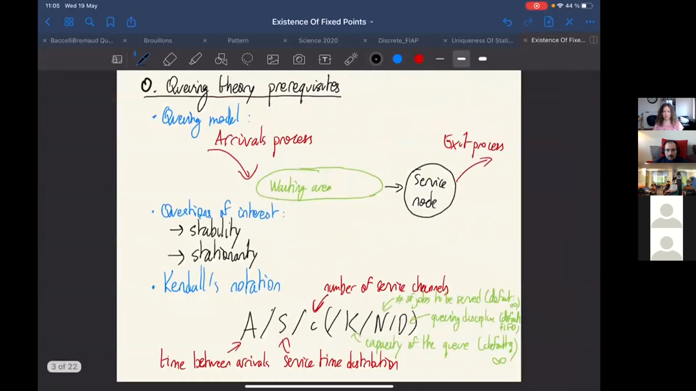Since I don't know how well everyone is acquainted with queuing theory, and since I'm not at all a specialist of queuing theory myself, I'll give the main ideas that you need to follow this talk.